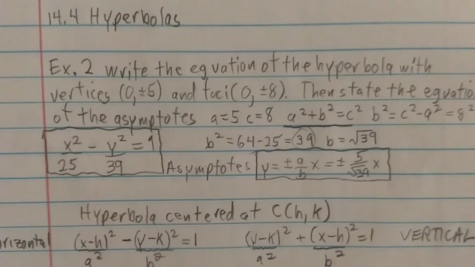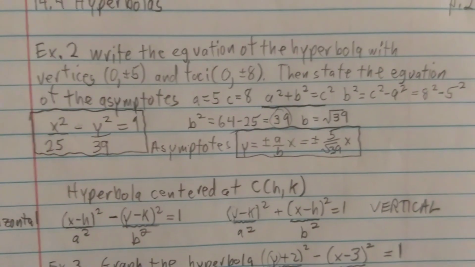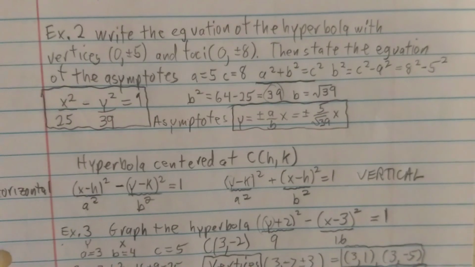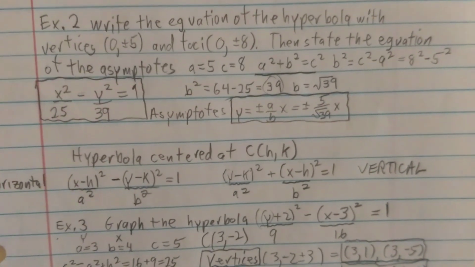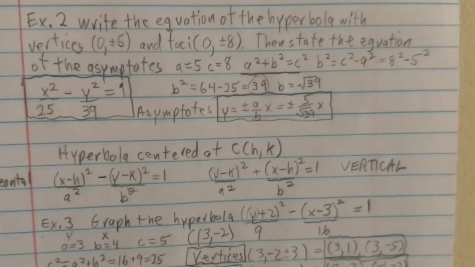Example 2: write the equation of the hyperbola with vertices (0, negative 5) and foci (0, negative 8). Then state the equation of the asymptotes.